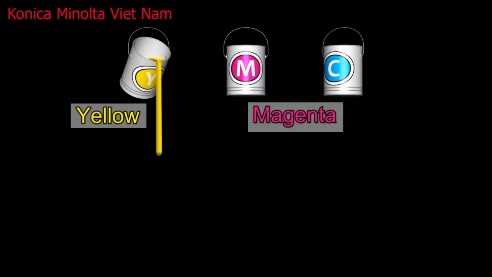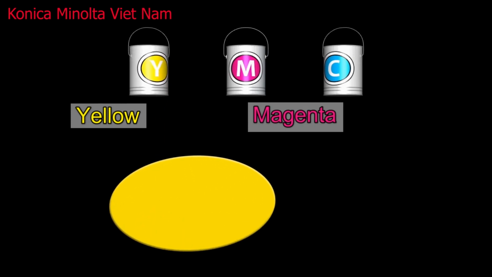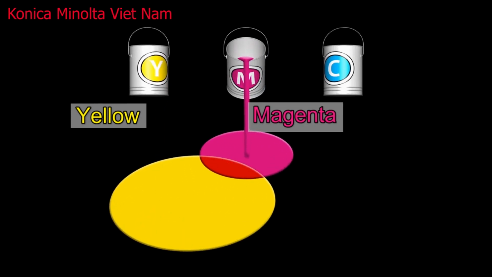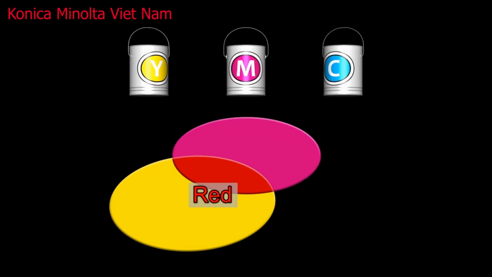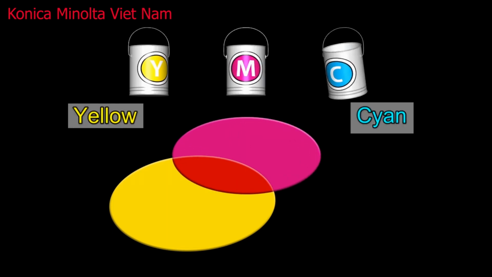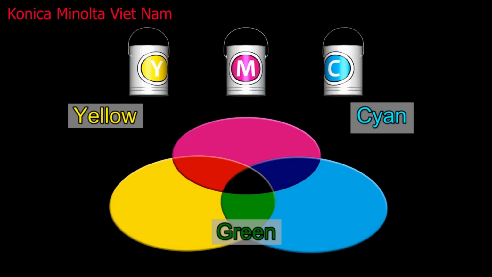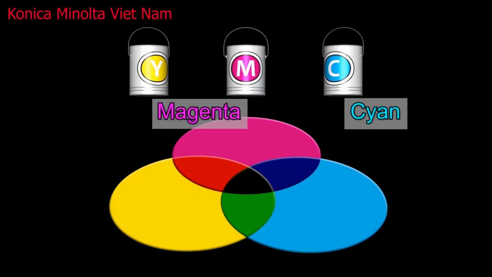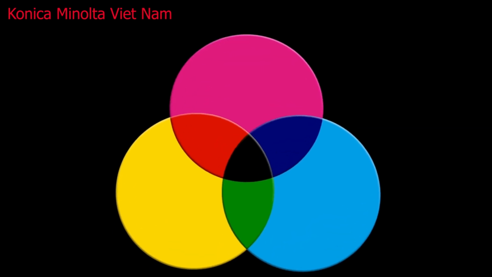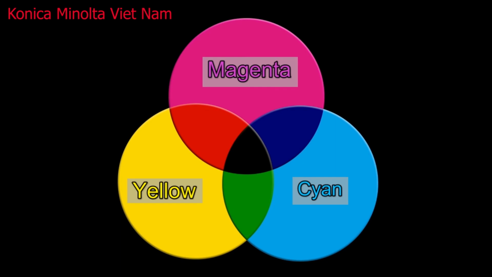Mixing yellow and magenta produces red. Mixing yellow and cyan creates green. Mixing magenta and cyan makes blue. Mixing all three colors, cyan, magenta, and yellow, creates black.